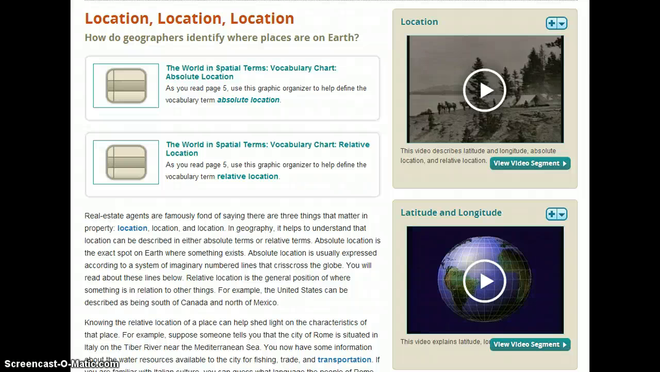Hello again, everyone. This is Week 1, Lesson 1, continuing Part 2, focusing on our next step, location, location, location. How do geographers identify where places are on Earth?